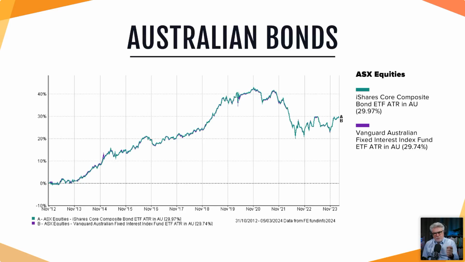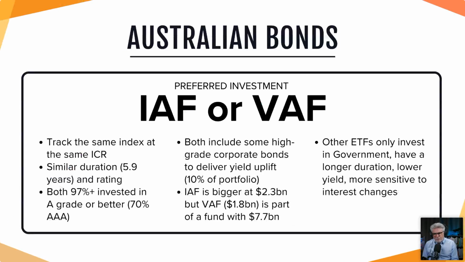But it's when you mix the two together, so some bonds plus some equities, it doesn't actually give you the average of the two because they behave slightly differently. So for our portfolios, IAF or VAF are fundamentally identical. We tend to use IAF because it's bigger as an ETF, but the Vanguard one is part of a fund. It invests in a managed fund, which is 7 billion. So they're the ones that we use.